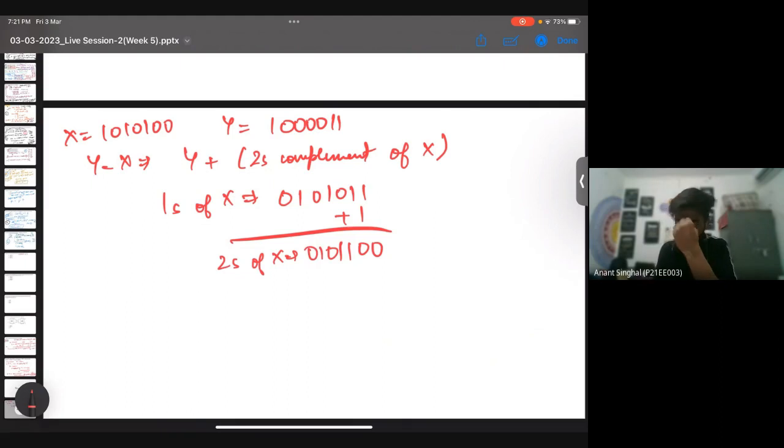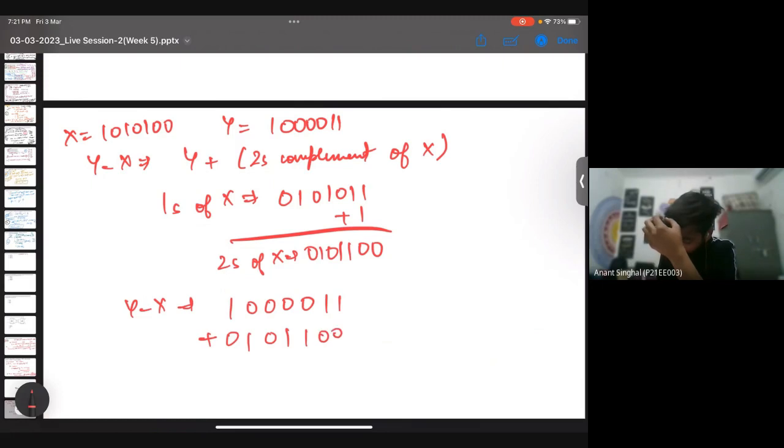Now y minus x will be y plus the 2's complement of x. I'm writing y as this, plus 0 1 0 1 1 0 0. It is nothing but 1 1 1 1 0 1 1. So there is no carry. For the final answer, we need to get the 2's complement again.